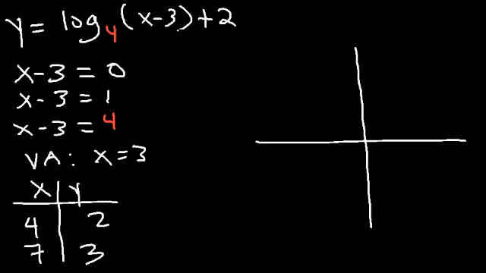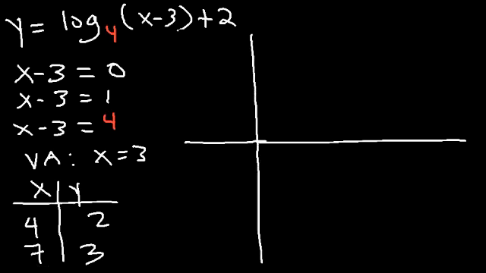So let's begin by plotting the vertical asymptote, which is at, well, first I need a better graph, because the majority of the graph is on the right side. The vertical asymptote is x is equal to 3.